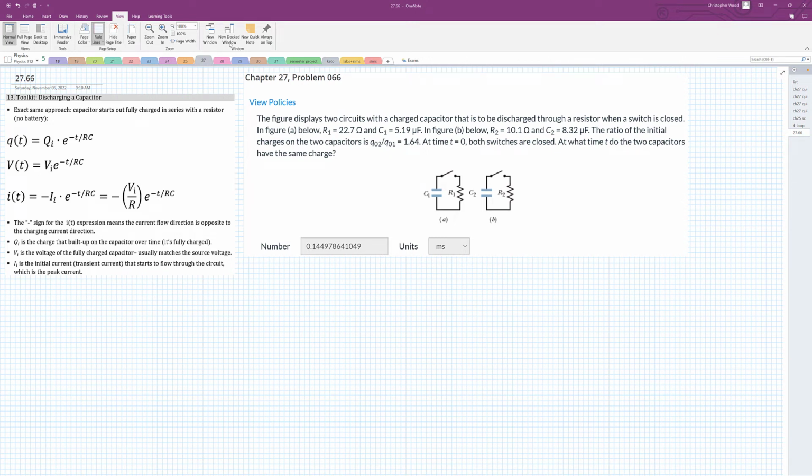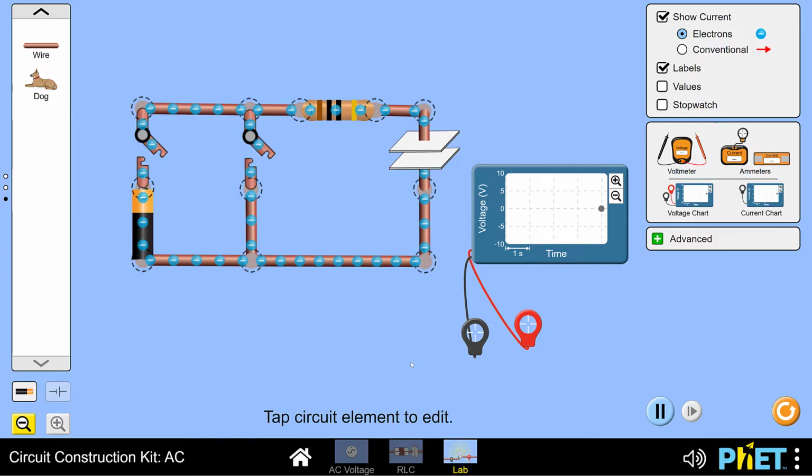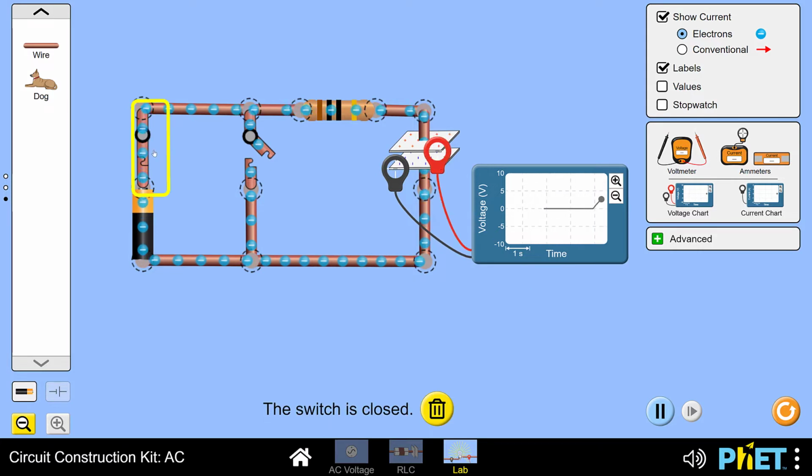Chapter 27, Problem 66. This problem involves two discharging capacitors. Let's remind ourselves about charging and discharging capacitors. I'll build this RC circuit in PhET, connect a voltage sensor across my capacitor, close the switch to the battery, and watch how my capacitor charges.